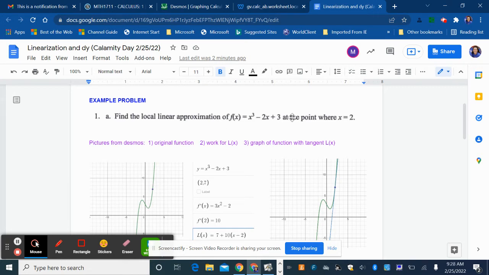Okay, if we are supposed to find the linearization when x is 2, well, I evaluated 2 in the function and that's 7, and that's actually the dot I have on my graph. So that's where I'm just kind of showing my work that (2, 7) is a point on the graph.